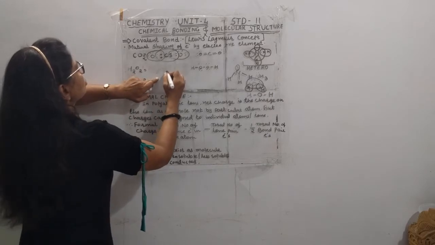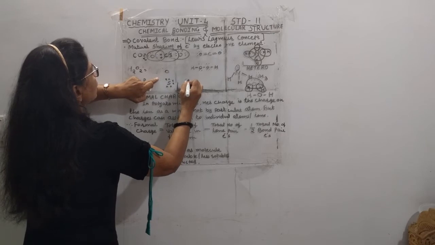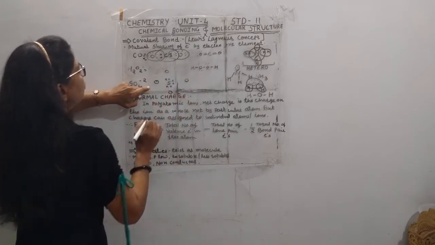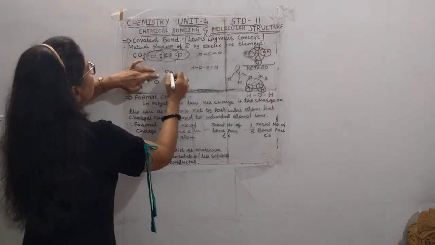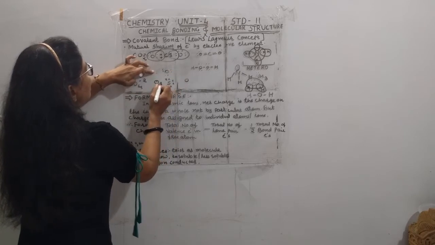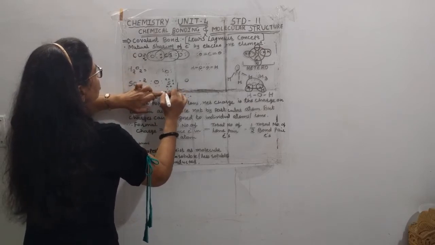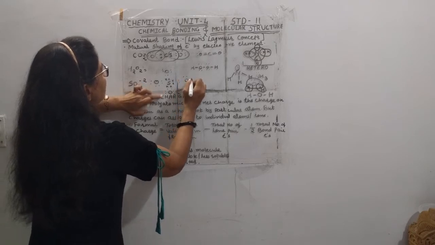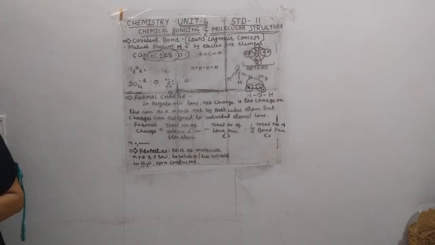Four oxygens I have to draw, so I am drawing all the oxygens on 4 different sides, 1, 2, 3 and 4. Each oxygen with 6 electrons. So 1, 2, 3, 4, 5, 6. Here also 1, 2, 3, 4, 5, 6. Here also 1, 2, 3, 4, 5, 6 and 1, 2, 3, 4, 5, 6. You can see, student, this way.